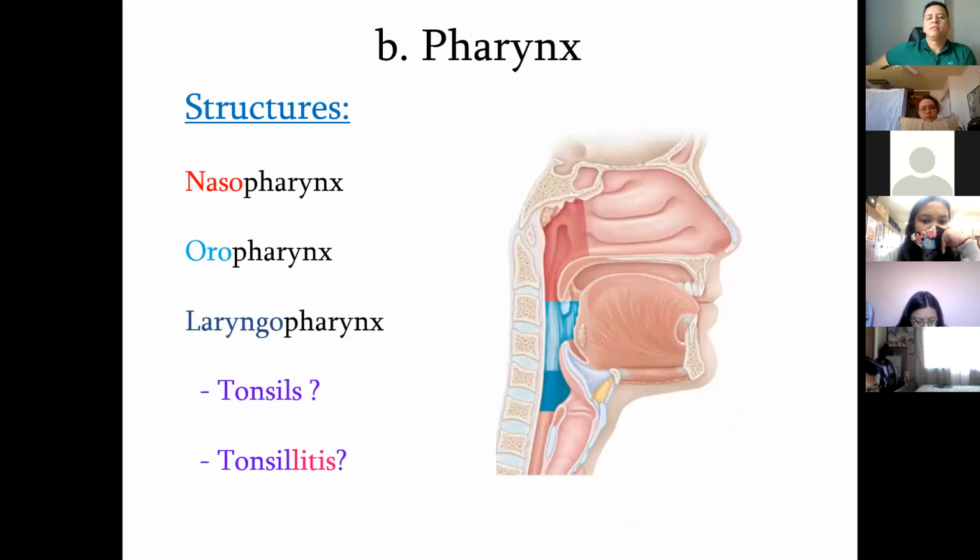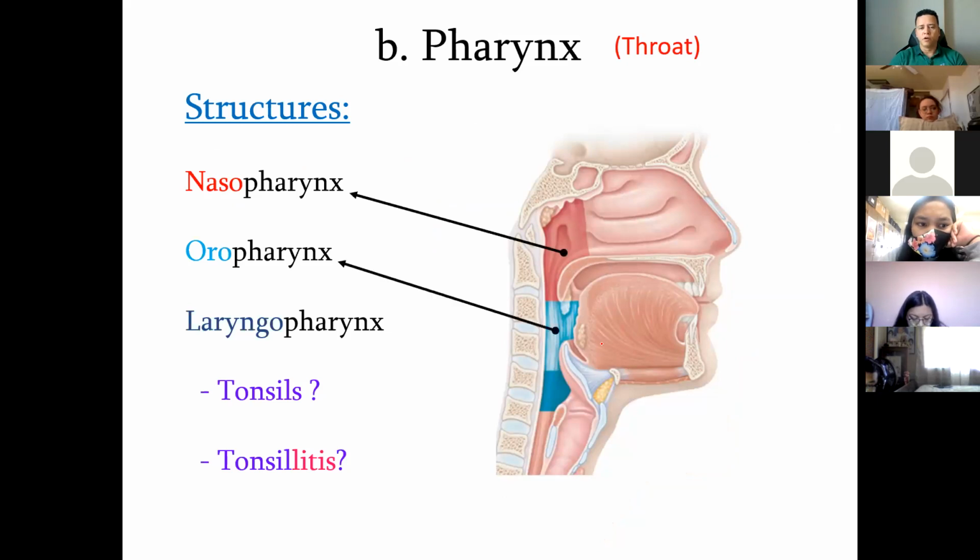Let's look now at the pharynx. It's very important that you understand that the pharynx is subdivided into three parts. So if on the exam I am pointing to any part of the pharynx, you need to tell me if it is the nasopharynx, which is the first part, if it is the oropharynx, which is the section right in the back of the oral cavity, or if it is the laryngopharynx, which is right behind the larynx, okay? Be specific, right?